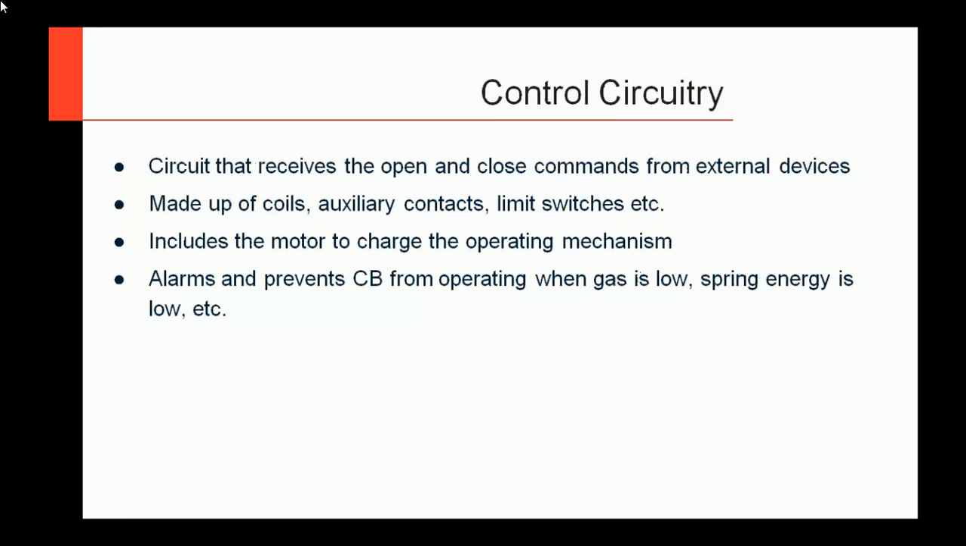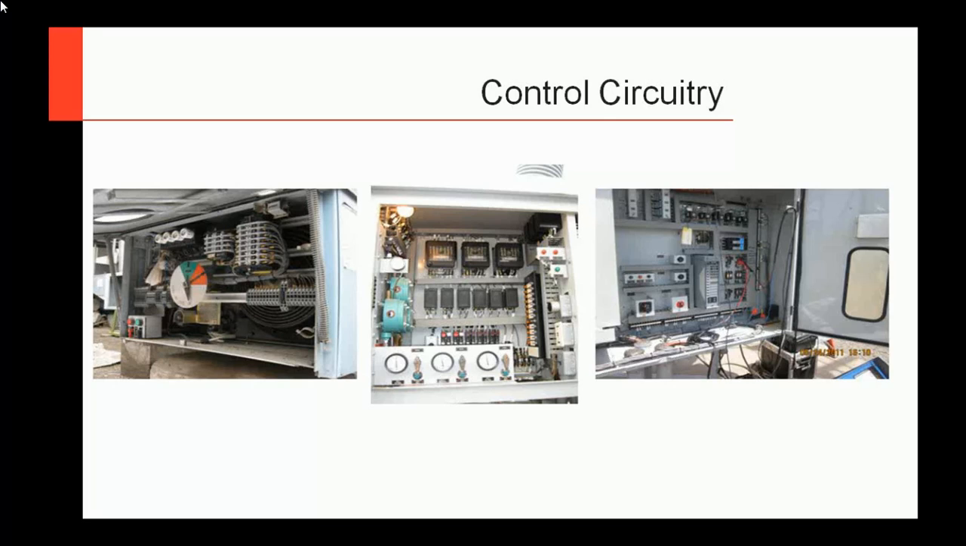So the control circuitry, this is really just a circuit that receives the open and close commands from, as I said, the external devices, from protection and control or wherever. You'll have coils, auxiliary contacts, alarms, limit switches, different things like that. It'll include the motor to charge the operating mechanism. And really, when you first get there, you want to look at your control circuitry, and you want to see, okay, let's look at the prints and see what we need to hook up to actually operate this circuit breaker to perform our time and travel analysis.